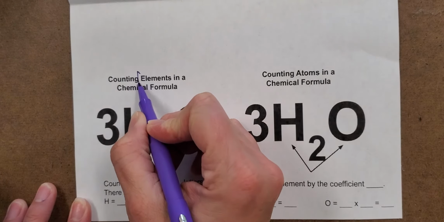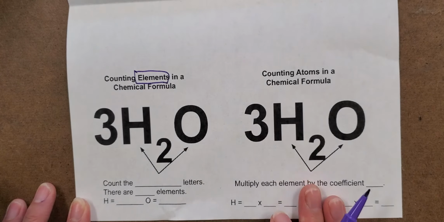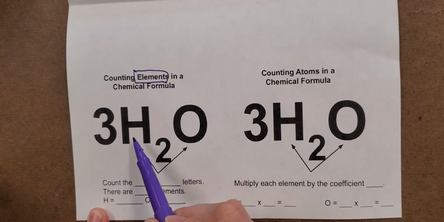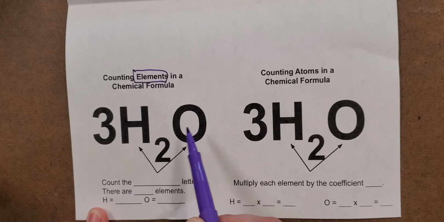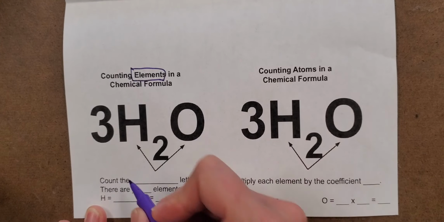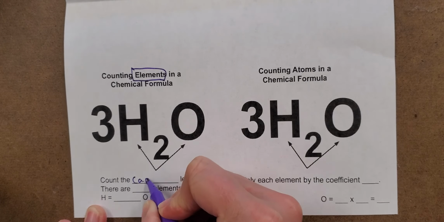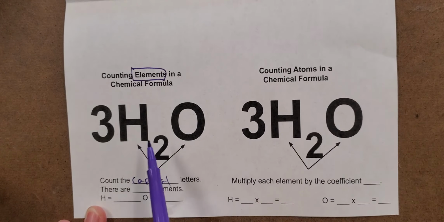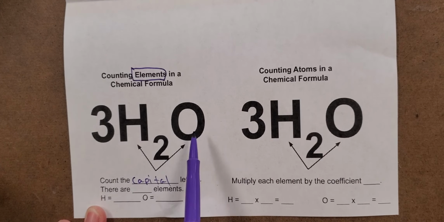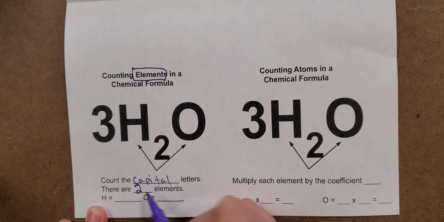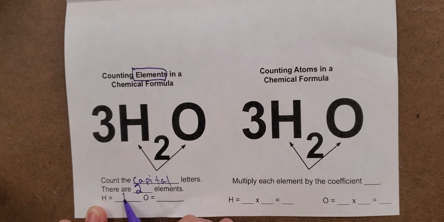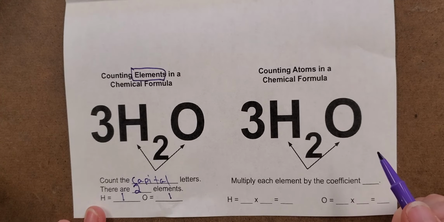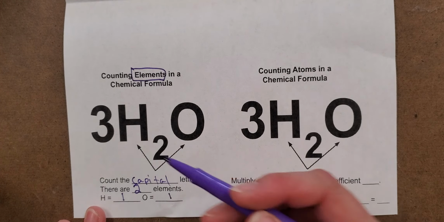So the key word here is elements. I'm going to just box that off. All right, so it says count the blank letters. You can call these capital letters. You can call them uppercase letters. I prefer capital just because that's what I call them. So count the capital letters. So in this case, we count them. We have 1 H and 1 O. So that means that we have a total of 2 elements. There's 1 hydrogen and 1 oxygen. So that's how to count elements. Basically, if there's a capital letter, it's an element.